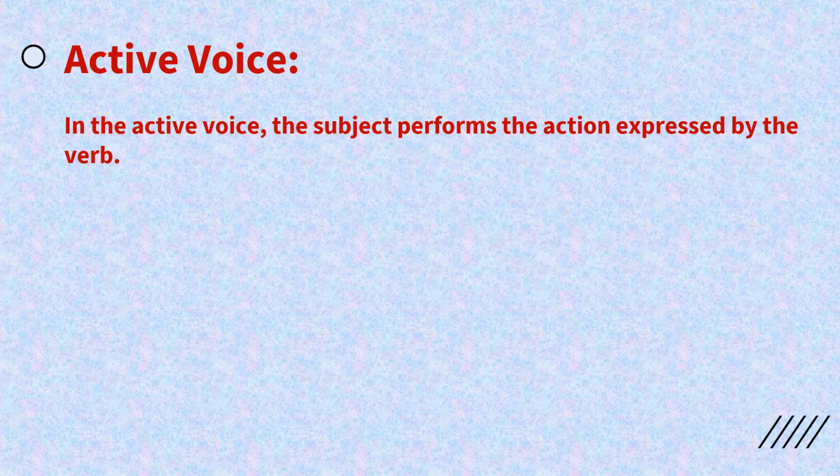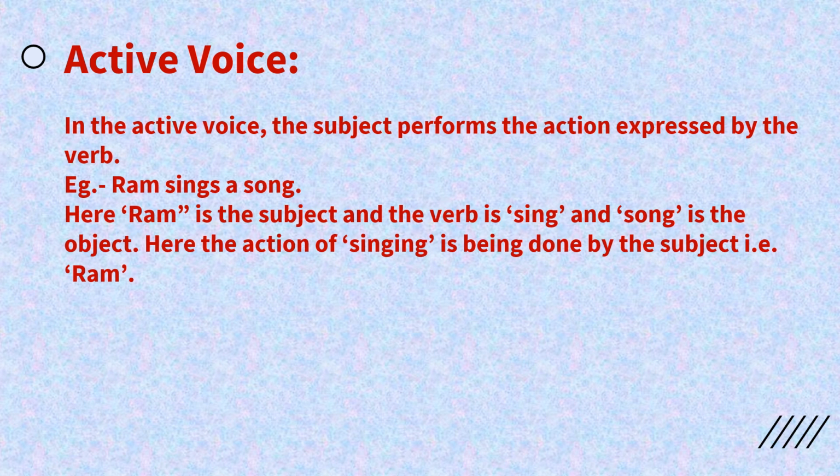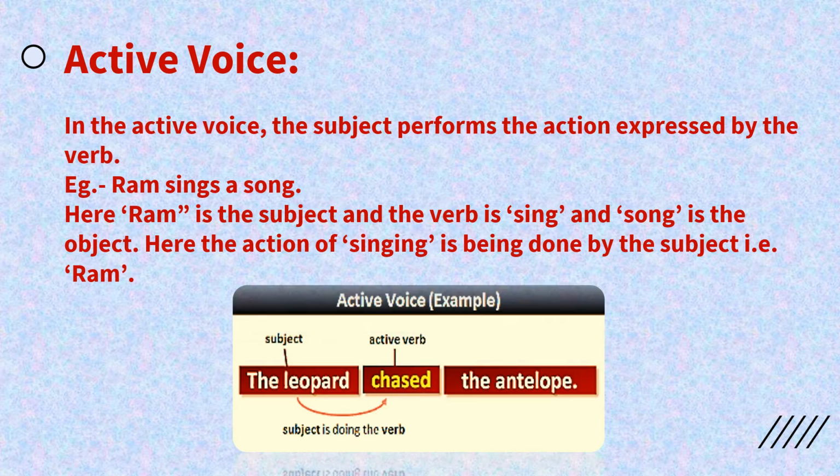The active voice. Here, the subject performs the action expressed by the verb. For example, Ram sings a song. Here, Ram is the subject, the verb is sing, and song is the object. So here the action of singing is being done by the subject, and that subject is Ram.